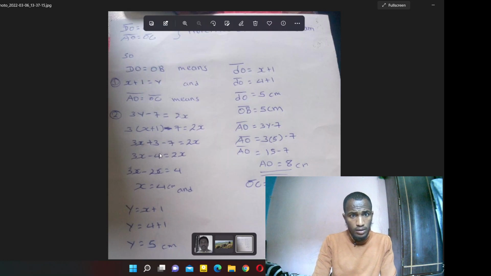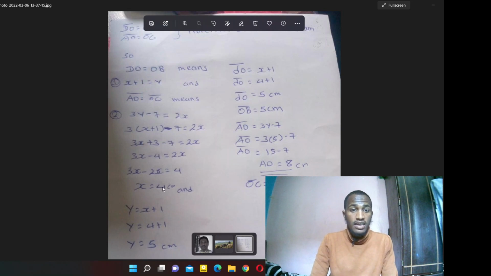So we will collect like terms. We have 2x, we will bring 2x to the left side, and we will take minus 4 to the right side. It was minus 4. If a number jumps an equal sign, if it is negative, it will change into positive. If it is positive, it will change to negative. So based on that, 3x minus 2x equals x, and we got what? 4. The value of x is 4.